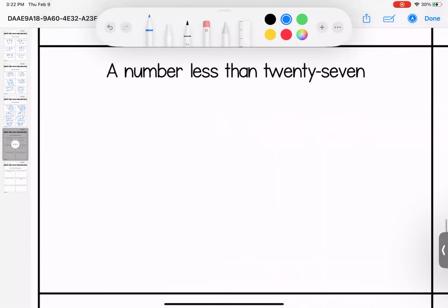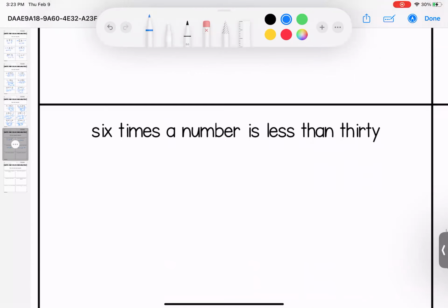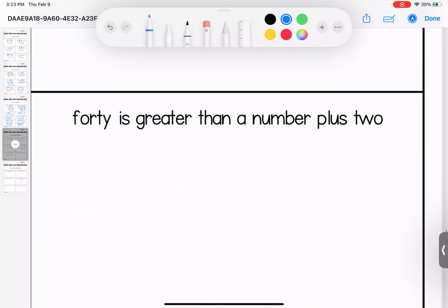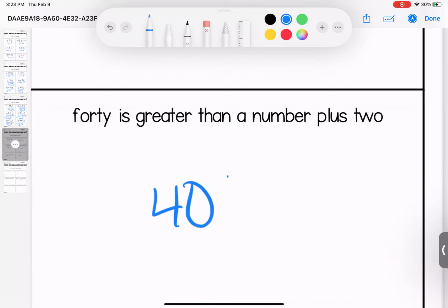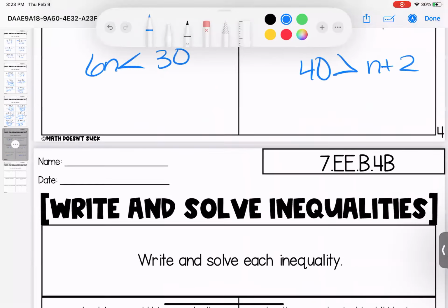Over here, a number is less than 27. Straightforward. A number is less than 27. 6 times a number is less than 30. And 40 is greater than a number plus 2. Any questions on these? Bring it with you to class.